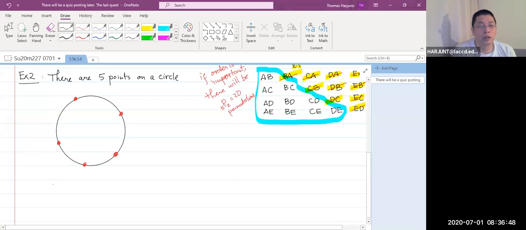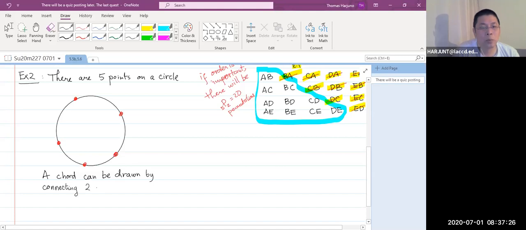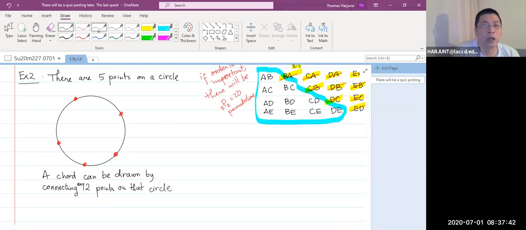Okay. And then each segment, maybe I should say a segment or a chord to be more precise. Let me use the formal word, a chord. The chord can be drawn by connecting any 2 points on that circle. In other words, then I have 1 chord here. This is 1 chord, right?